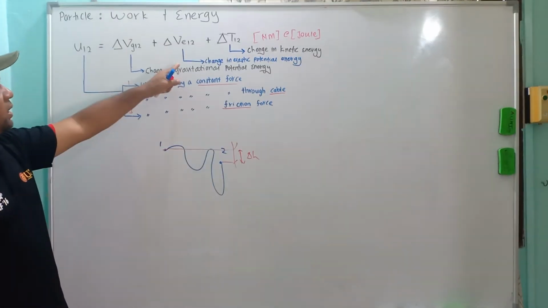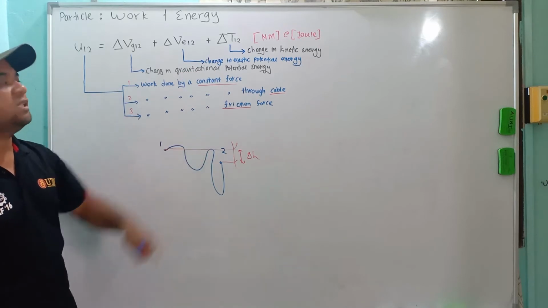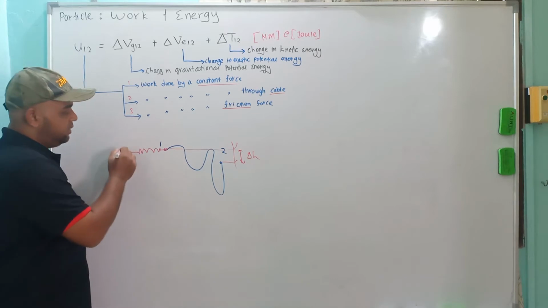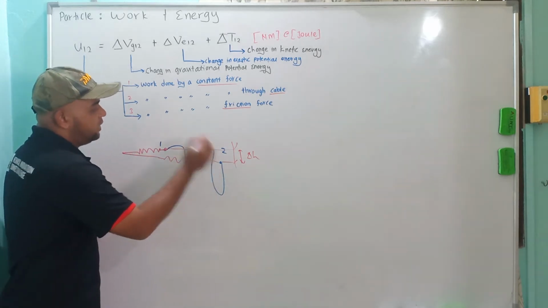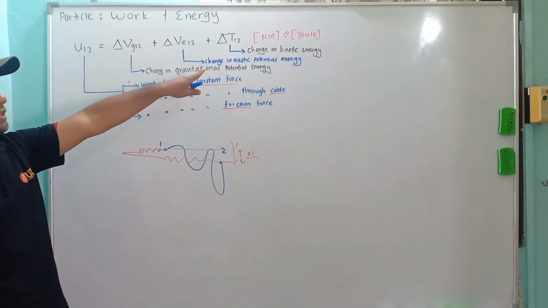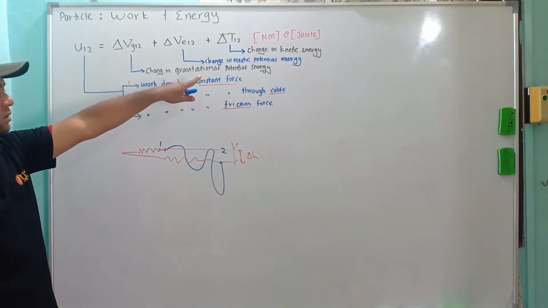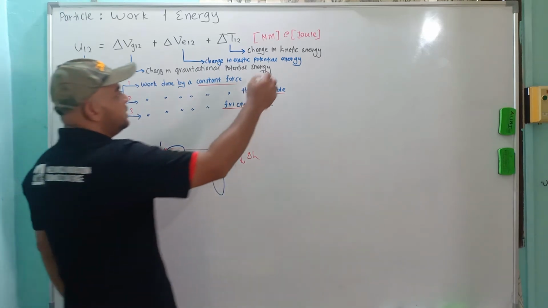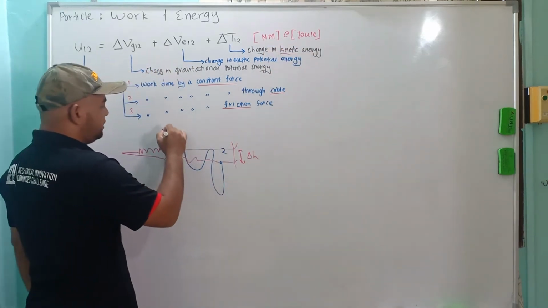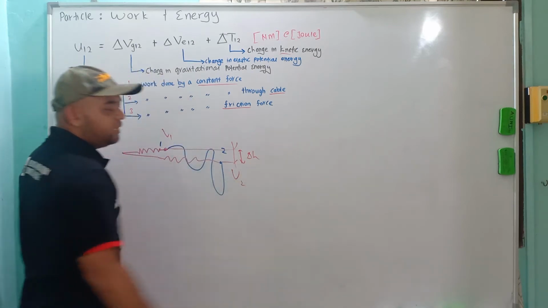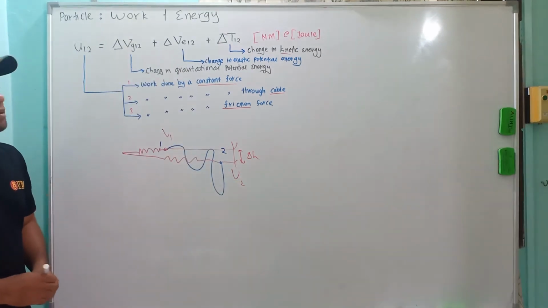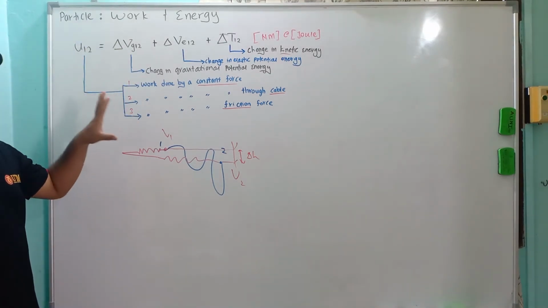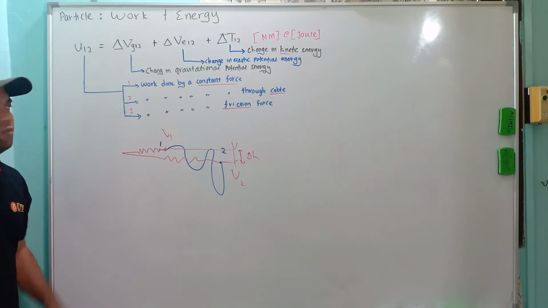The third one is the change in elastic potential energy, if this component is acted on by a spring, for example. If there is a spring, there will be a change in elastic potential energy. We will go into detail later on; this is just the introduction. And the last one is the change in kinetic energy, meaning what is the V at point 1 and what is the V at point 2. So these 4 items cater for the work and energy for this particle. We will look at them one by one.